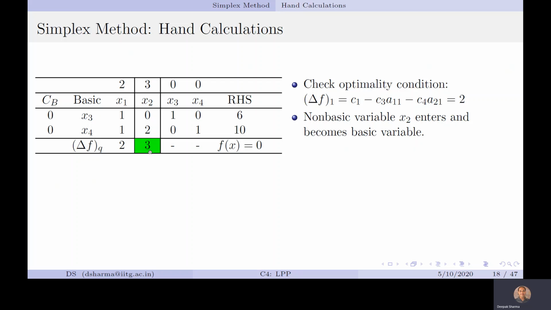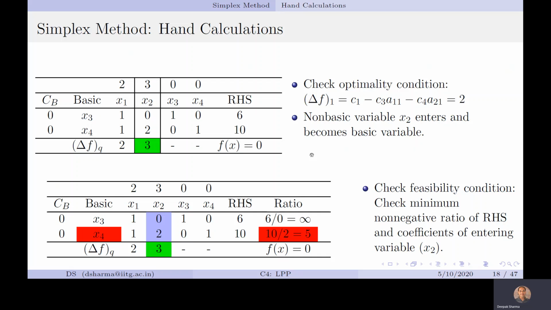The optimality condition says that we have to take the maximum positive value for a maximization problem. So in this case, the column corresponding to x2 should be made basic in the next iteration. The non-basic variable x2 will become basic in the next iteration. So we have identified which is going to enter. Now we have to find out which basic variable should leave the table.